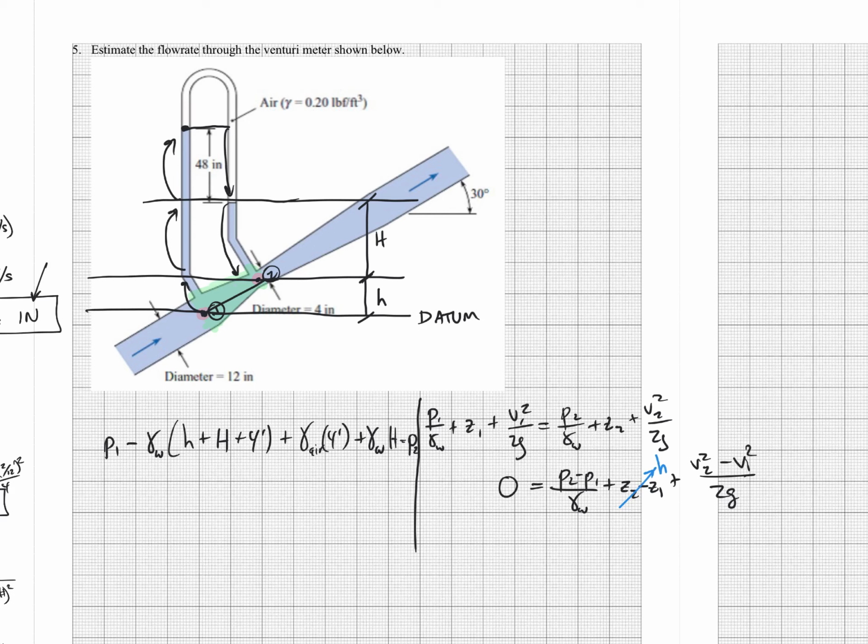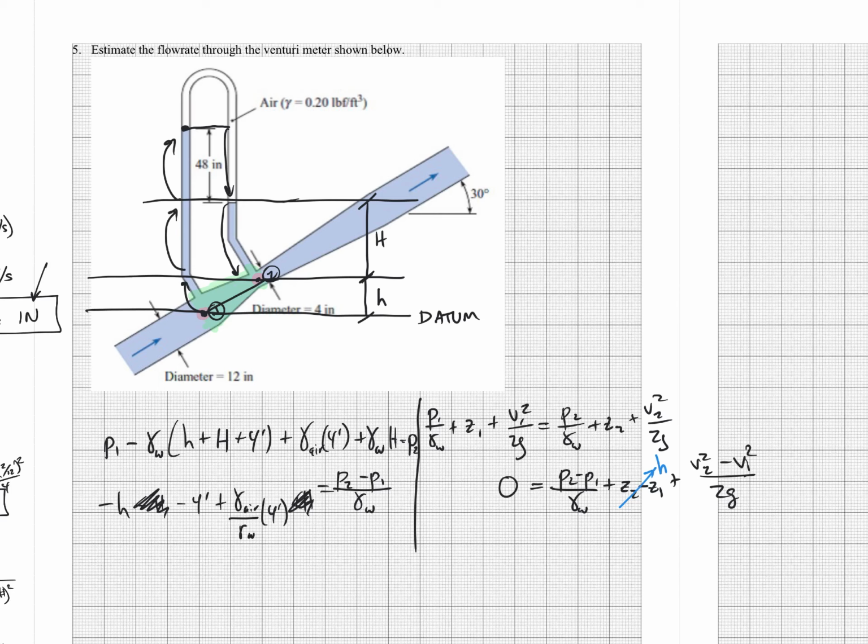Okay, so I'm going to rearrange this. We're going to end up with P2 minus P1 on the right, and then I'm going to divide by gamma water. When I divide by gamma water, I'm going to end up with negative h minus 4 feet plus gamma air over gamma water times 4 feet plus capital H. And that is an ugly looking equation if ever I've seen one. That's okay. This is going to go away with that.